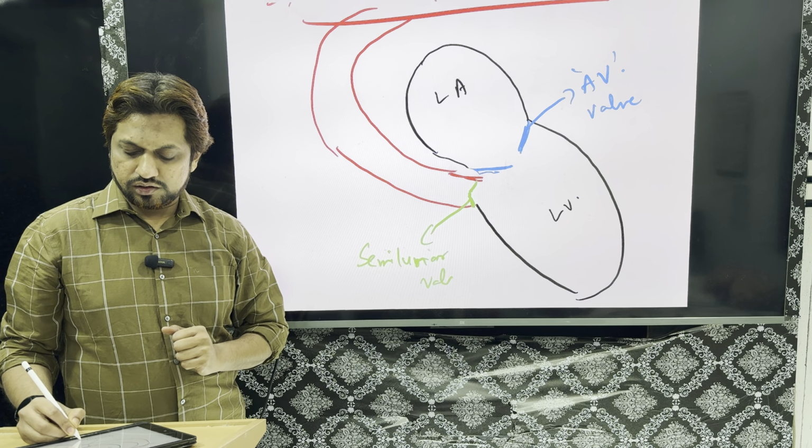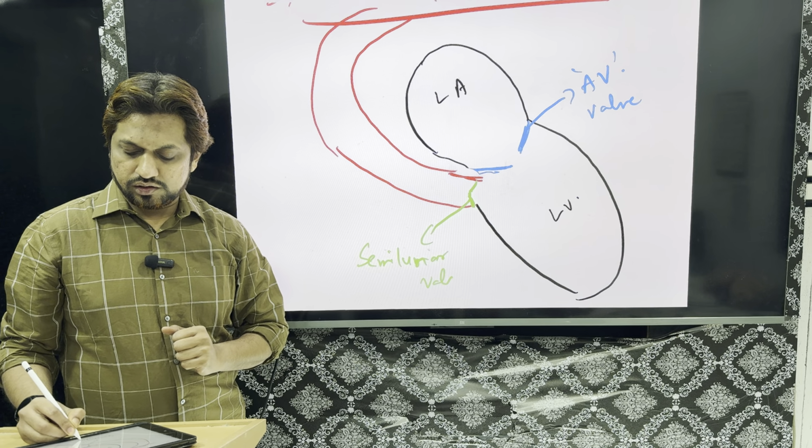First we'll see the pressure changes in the atrium, the ventricles and the aorta. What will happen during this atrial systole of 0.1 second? When the atria are contracting, what will happen? Atrial systole means the atria are contracting. So with this yellow color we'll show that the atria are contracting. When the atria contract, the pressure in the atria slowly increases.